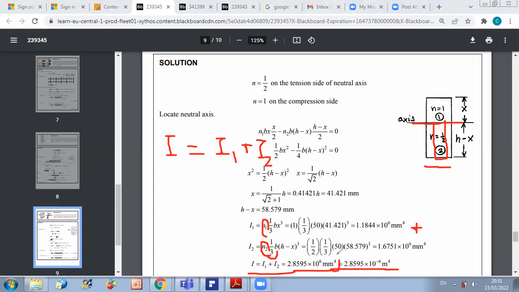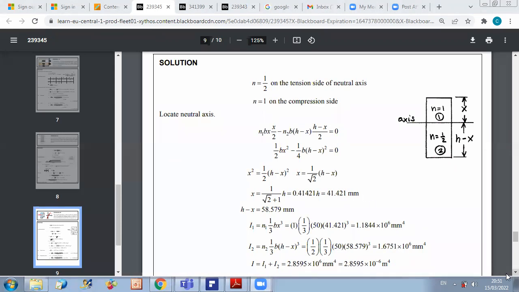As usual, all dimensions here are in millimeter, so we get the result in millimeter to the power 4. Don't forget to do the appropriate conversion. You can just multiply by 10 to the minus 12 to get the value in meter to the power 4, and then you can use it to determine your maximum stresses. The maximum compressive stress will take place at the farthest distance from the neutral axis, which is equal to x, and x was calculated to be 41.41 millimeter, multiplied by 10 to the minus 3 to convert to meter.